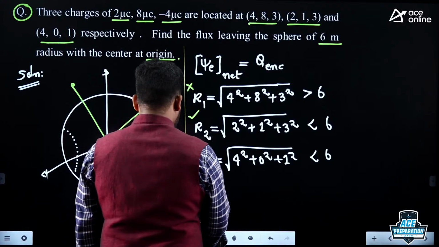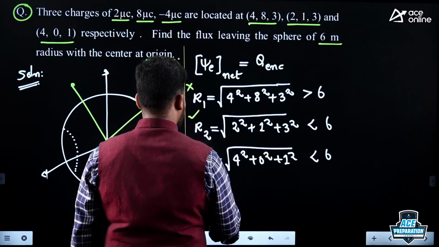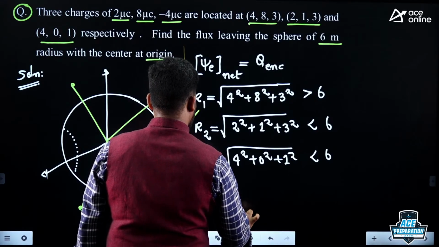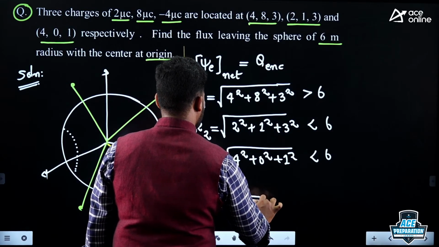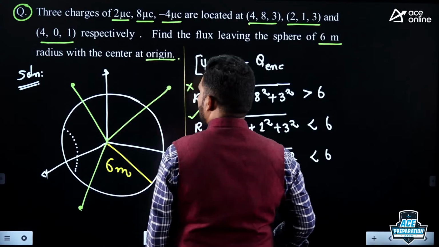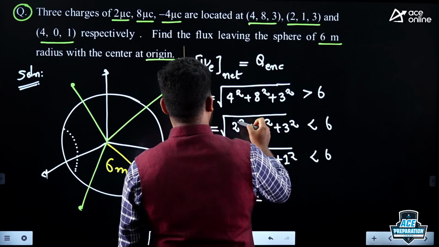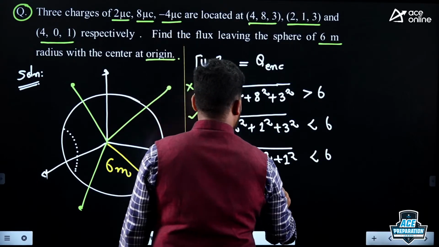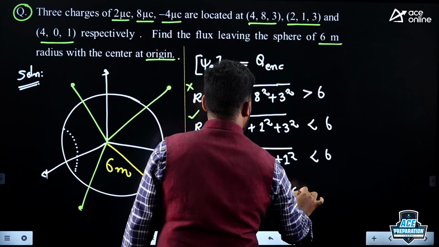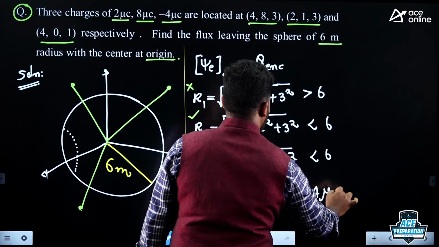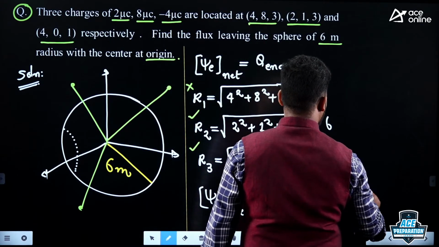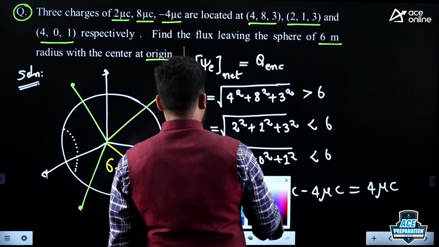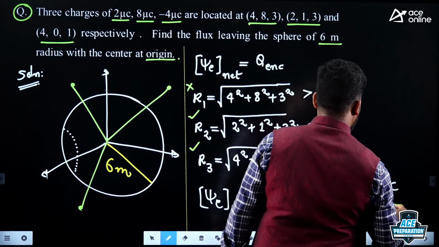Okay. So what is the net electric flux here? Net electric flux is equal to charge enclosed. What is the charge enclosed? What is the charge inside? Second charge and third charge. What is the second charge? The second charge is 8 microcoulombs. Here it is 8 microcoulombs minus 4 microcoulombs, which is equal to 4 microcoulombs. That is the net electric flux coming out of that sphere.